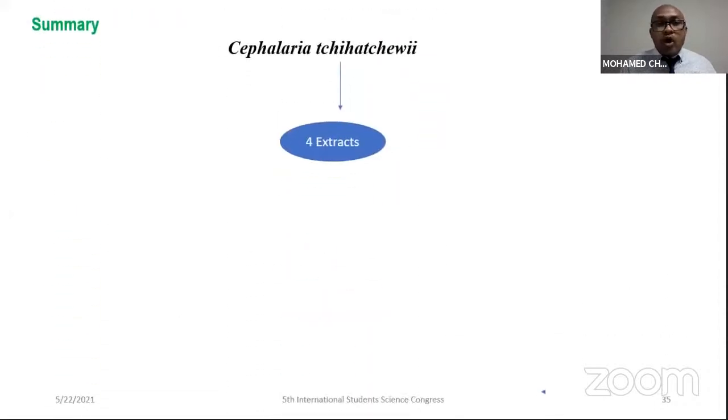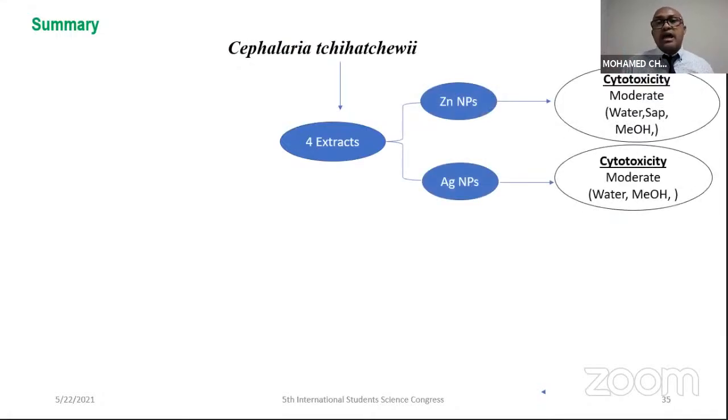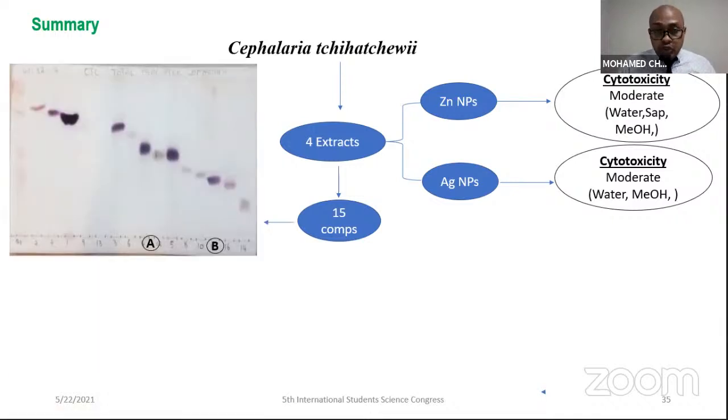Coming to the summary of my work, because I don't want to take more time: for the Cephalaria plant, we prepared 4 extracts, and from the 4 extracts we prepared zinc nanoparticles and silver nanoparticles. The cytotoxicity is moderate, especially with water, saponin, and methanol extracts. The cytotoxic activity of the silver nanoparticle is moderate, especially with the water and methanol extracts. From the 4 extracts, we isolated 15 compounds, of which 2 are new compounds, chihachosoid A and chihachosoid B.